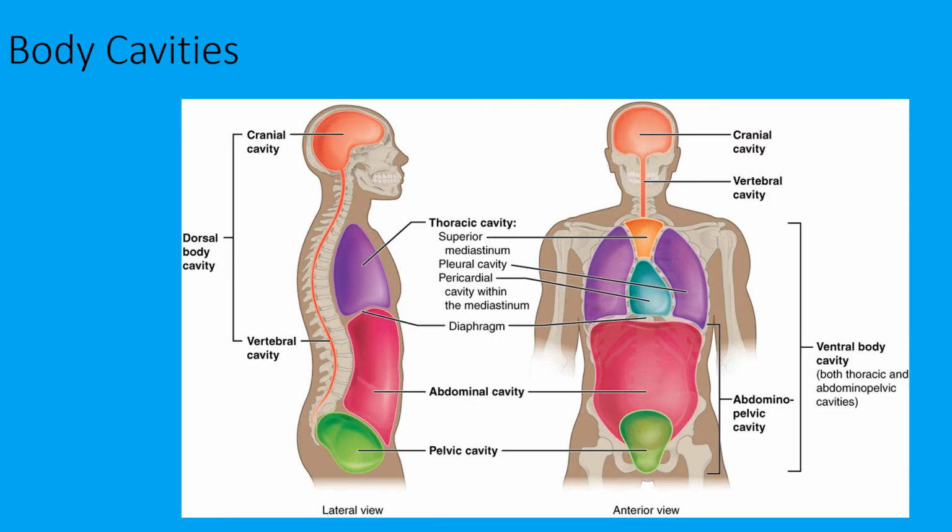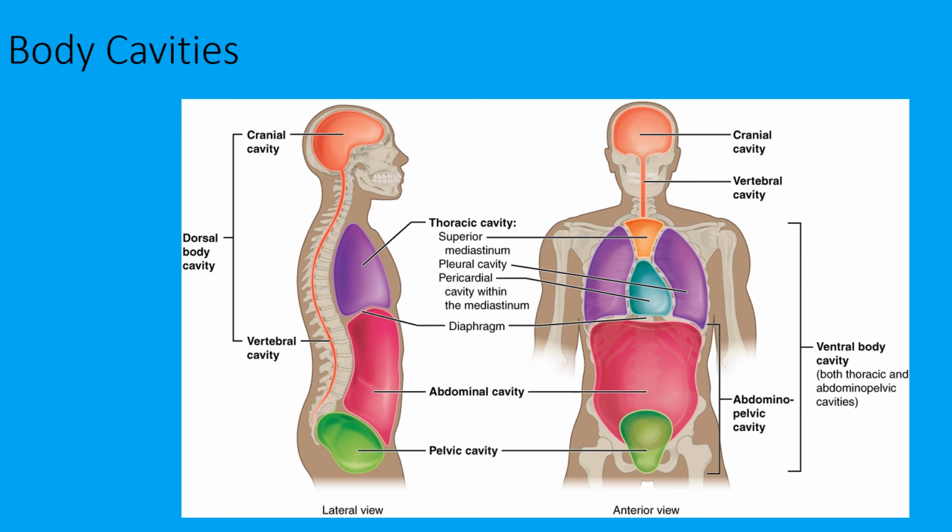The body cavities. There are several different cavities within the human body. First of all, we divide it into the dorsal body cavity and the ventral body cavity. Dorsal meaning the back portion, that it's going to be comprised of the cranial cavity where the brain is, and then the vertebral cavity, which contains the spinal cord. So these two on here, orange cavities, comprise the dorsal body cavity.